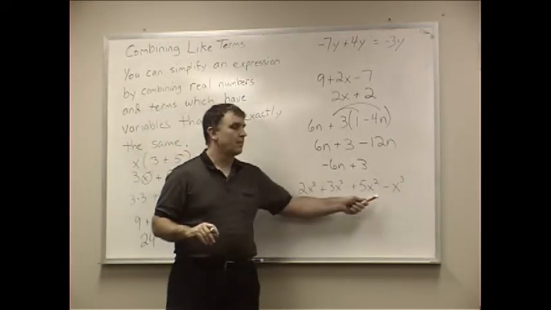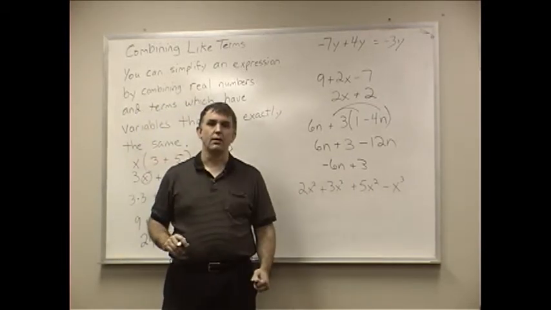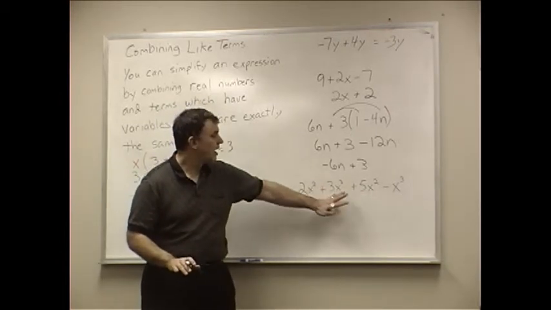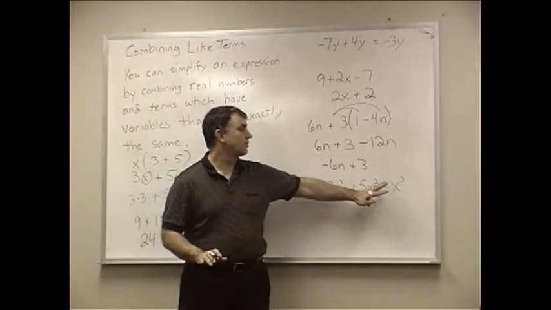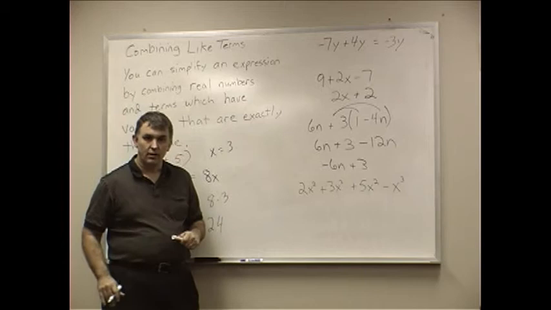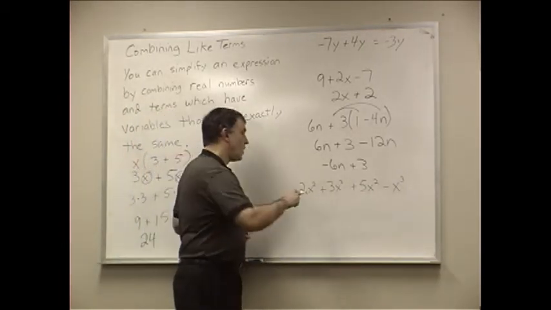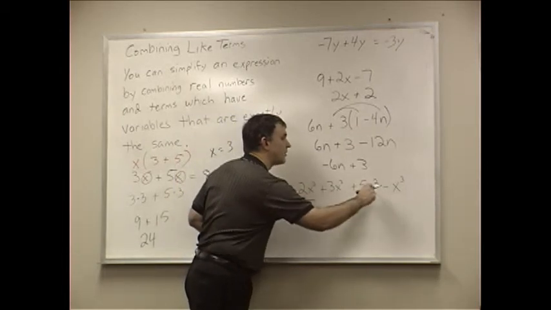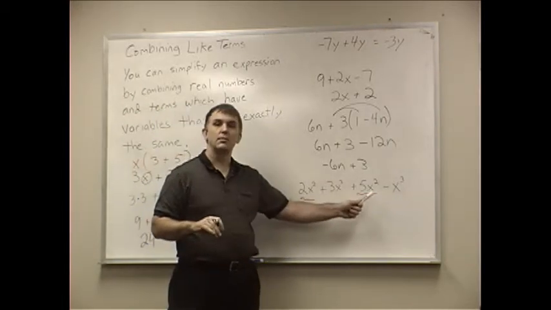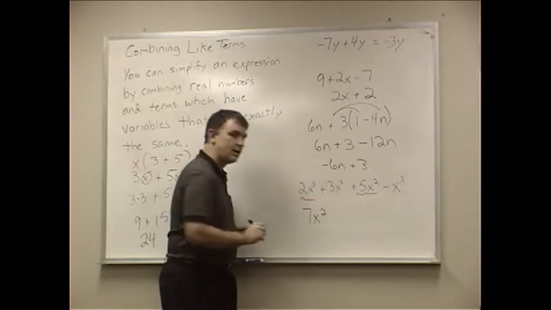My last example has x's in it. And so we look at it and say, well, we can put this whole thing together. Slow down. X to the second, x to the third, x to the second, x to the third. When I said exactly, I meant exactly. X to the second is different from x to the third. We can take the x to the seconds and combine them. So 2x to the second plus 5x to the second is 7x to the second.